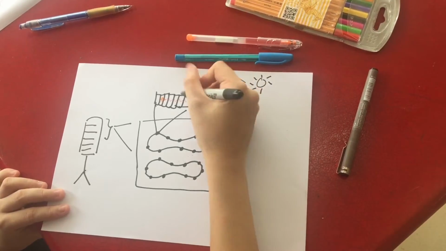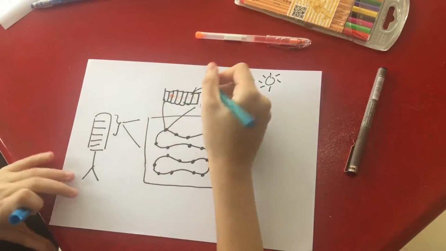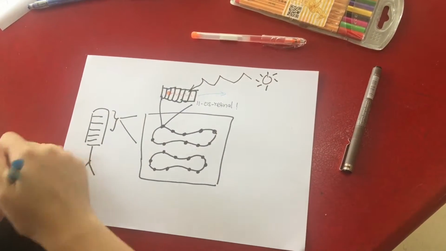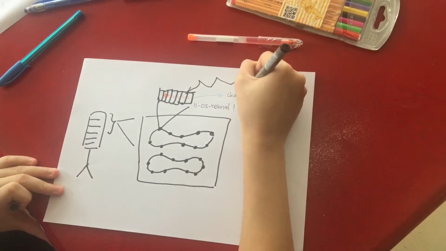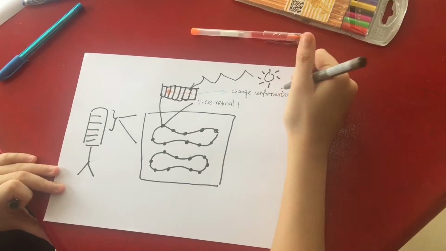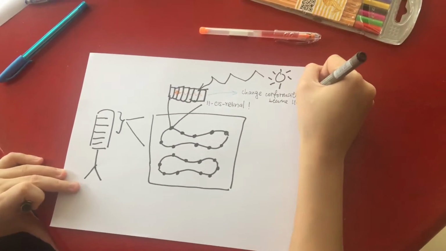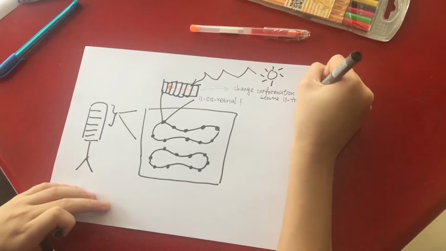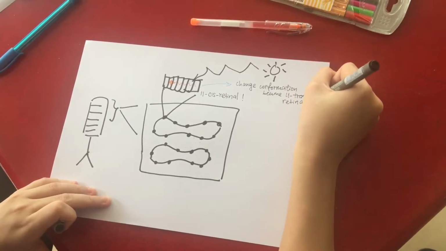Once the light hits the rhodopsin, it will change its conformation and the 11-cis retinal will transform to 11-trans retinal. Once the light hits the rhodopsin, the rods will be turned off.